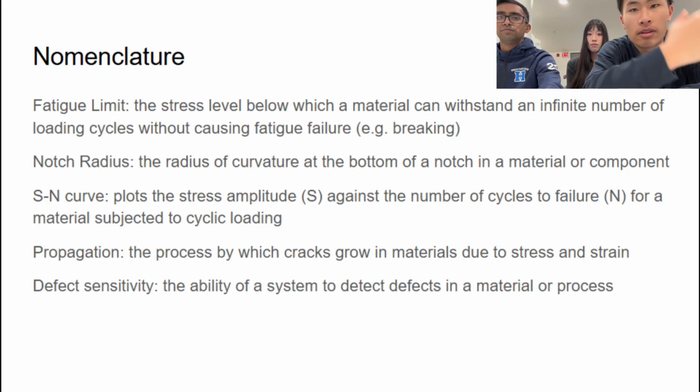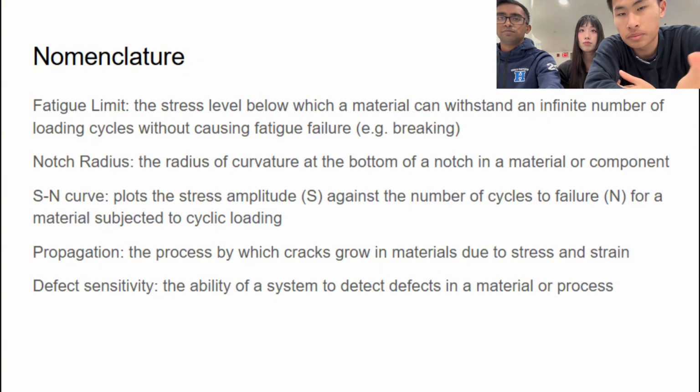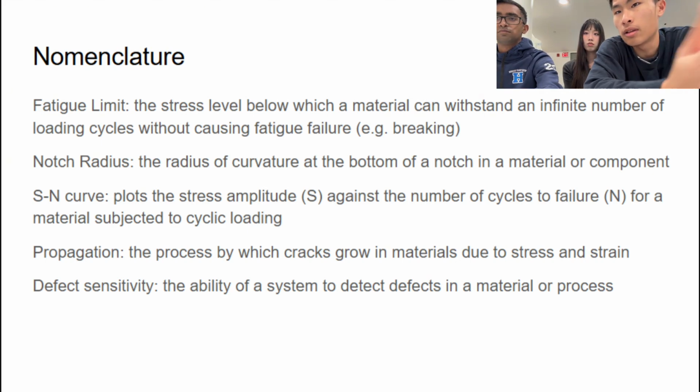So I'm going to go over some of the vocabulary and nomenclature. A fatigue limit is the stress level below which a material can withstand a theoretically infinite number of loading cycles without causing fatigue. Steel, for example, would have a fatigue limit, and aluminium, for example, would have no fatigue limit. A notch root radius is the radius of curvature at the bottom of a notch in a material or component. A low radius is a sharper notch, and a high radius is more rounded out.